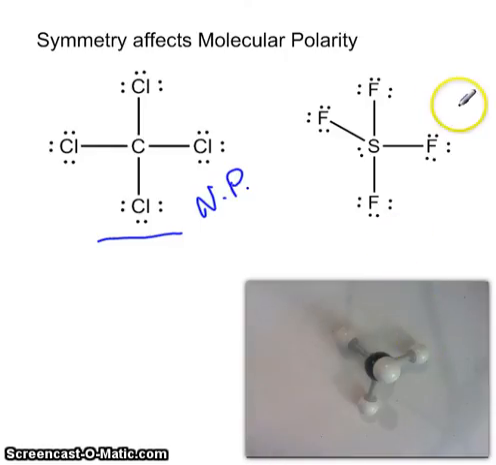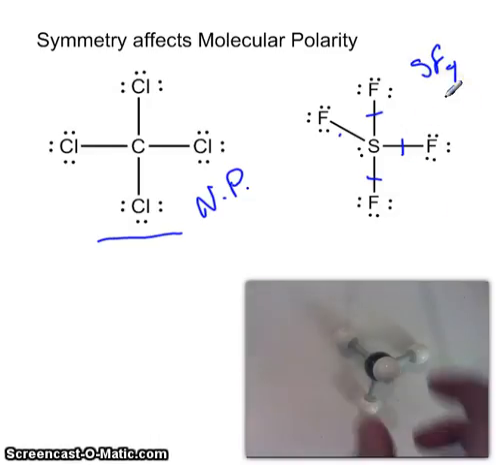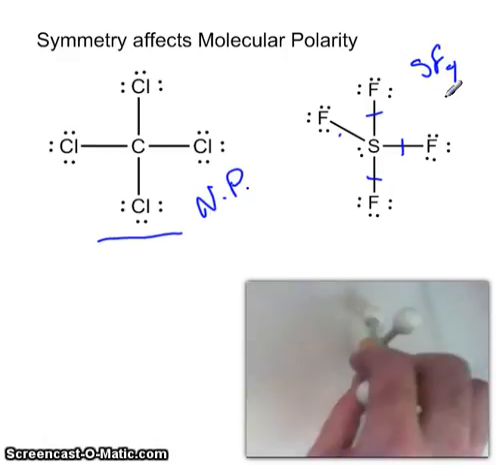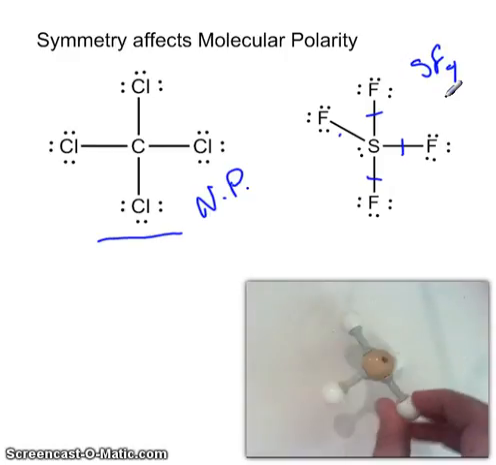Now let's take a look at SF4 here, sulfur tetrafluoride. Now this has polar bonds, 1, 2, 3, 4. Those bonds are polar. But this shape is seesaw. That's my favorite shape. So let's take a look at what this looks like. Now if we look, this guy is seesaw.